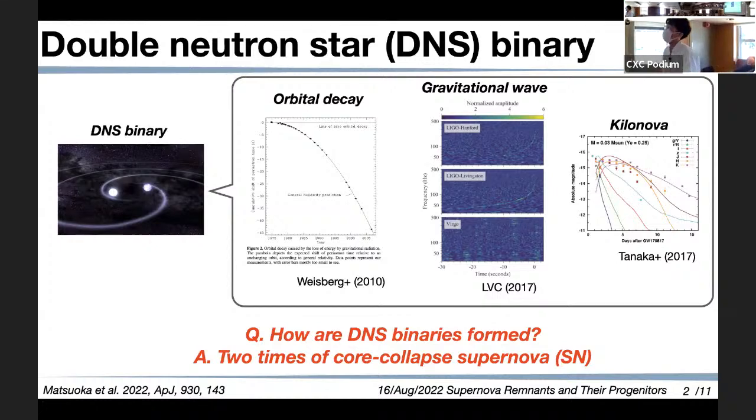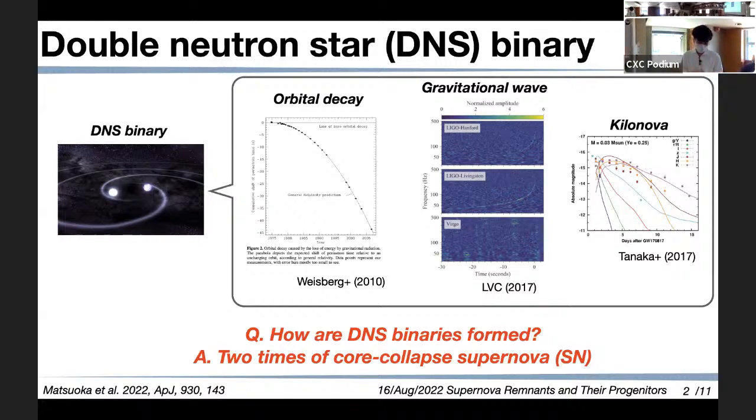So the double neutron star binary has been observed in the radio wavelengths, which probe the orbital decay and show the validity of general relativity. In addition, in 2017, the LIGO-Virgo collaboration succeeded in detecting a gravitational wave and the associated optical counterpart called kilonova. So much attention has been paid to this object, and one general issue is the formation process of the double neutron star binary. How are they formed?